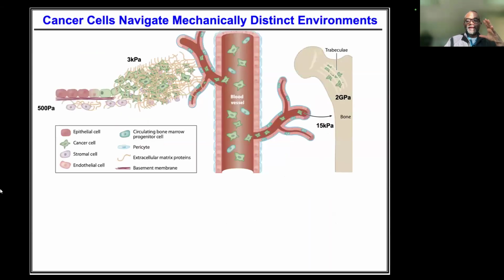If you look at a triple negative breast cancer cell in its native environment, you have a stiffness of say 500 Pascal. And when it escapes the tumor and goes into the stroma, the stiffness goes up. Then it has to make its way through the circulation, and then it could end up in the bone where it is really stiff, or it could end up somewhere else where the stiffness is not that high.